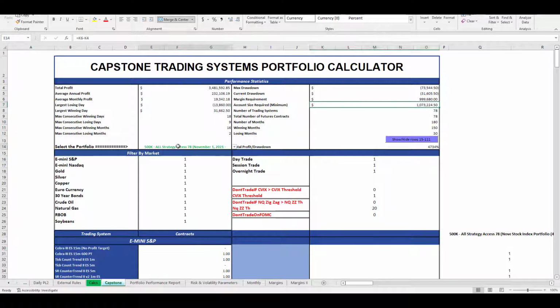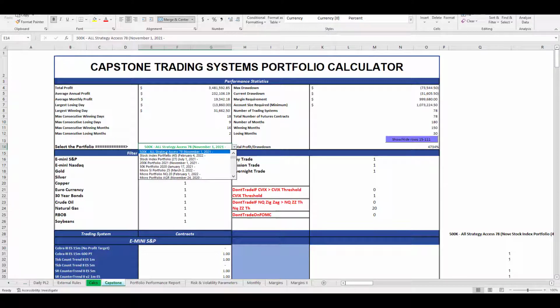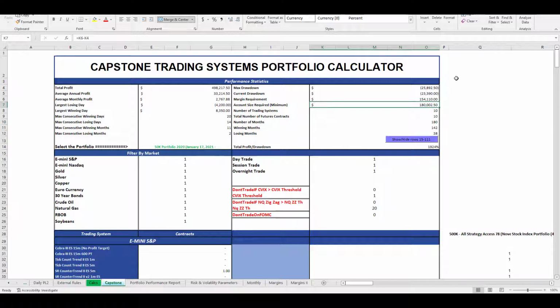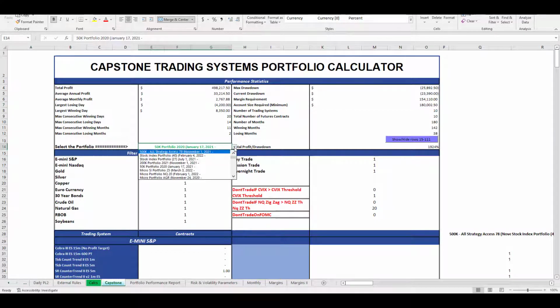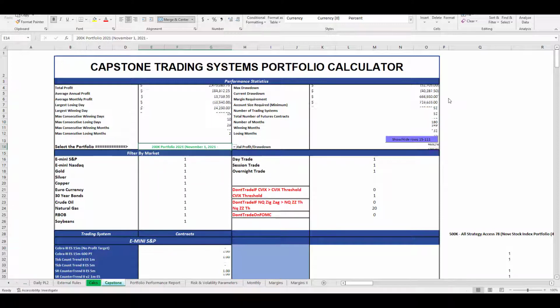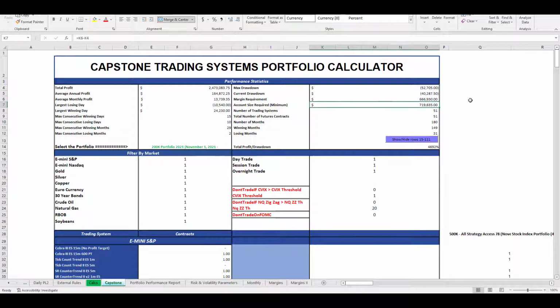So let's look at the rest of these. The old 50K portfolio, you need 180 grand to trade the old 50K portfolio now because the crude oil margins are about 20,000 per contract. And so this is just off the charts what we've seen. And the old 200K portfolio, $719,000 on the old 200K portfolio because margins have expanded so much.